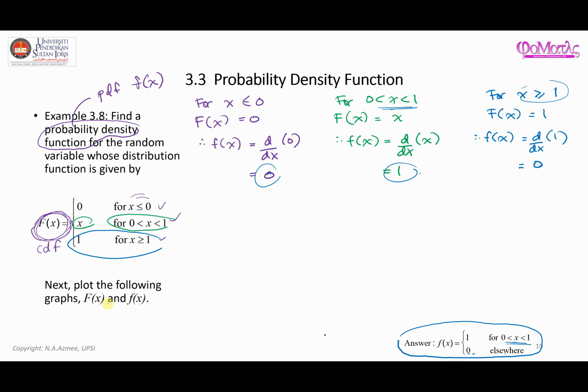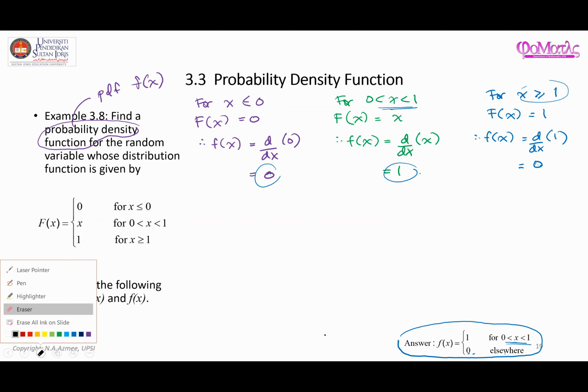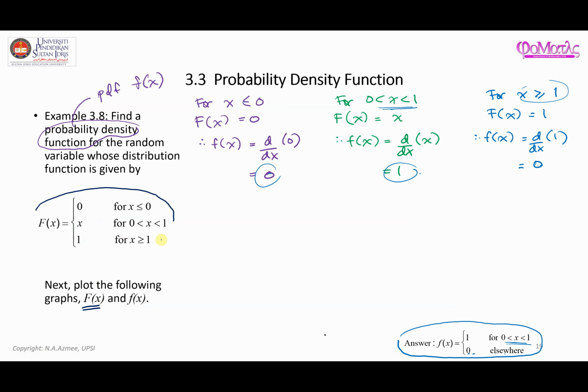Okay, next we're going to plot the graph of F(x), the CDF and the PDF. For the CDF, this is how it's going to look. You may want to try this on your own first. You may want to pause the video and try to sketch the graphs and see how they compare with my answers later on. This is based on the information given here.